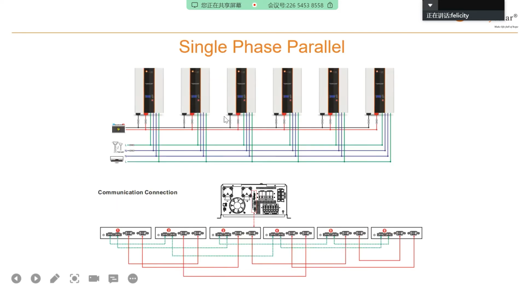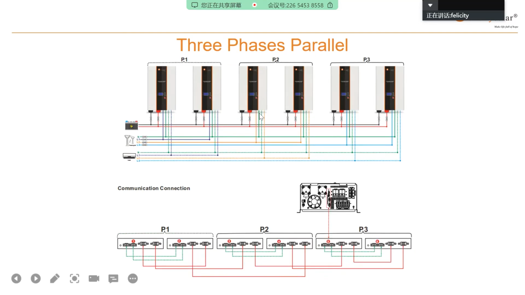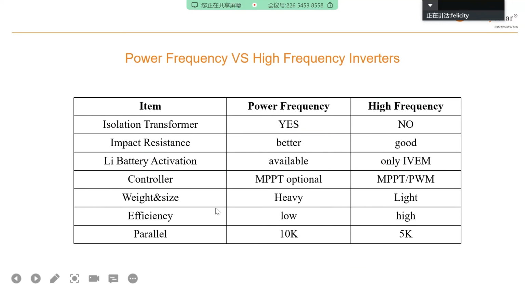This is a single phase, and the external connection is similar to the high frequency inverter. Single phase: this is the current sharing cable and communication cable. This one is three phase parallel, P1, P2, P3. It's similar to before. And here I made a form to list the differences between power frequency and high frequency inverters.